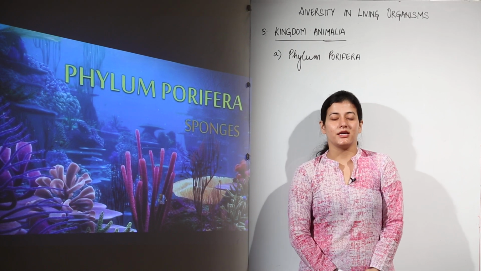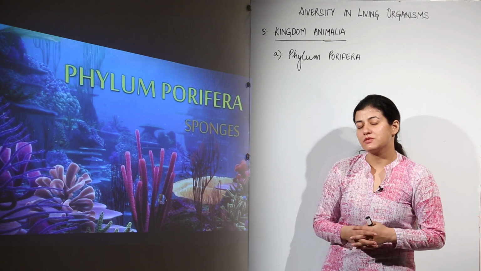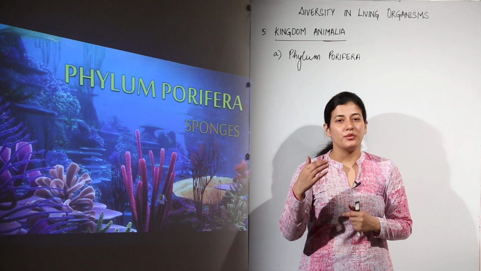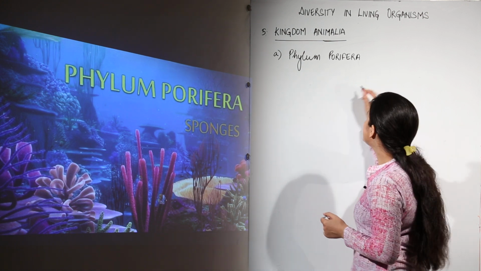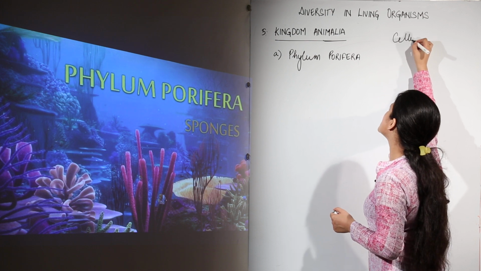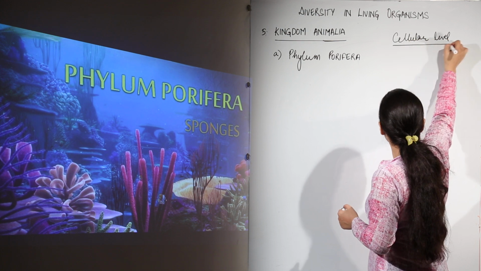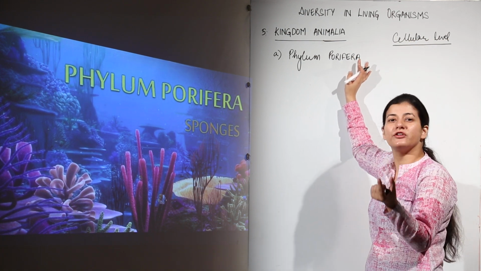Now let us see the phyla of the non-chordates. Non-chordates are those organisms which do not have a notochord present inside them. We have to see the various phyla which are present, and we are dealing with the cellular level of organization. When I say cellular level, we are dealing with those organisms which do not have division of labor present. Minimal differentiation would be there.